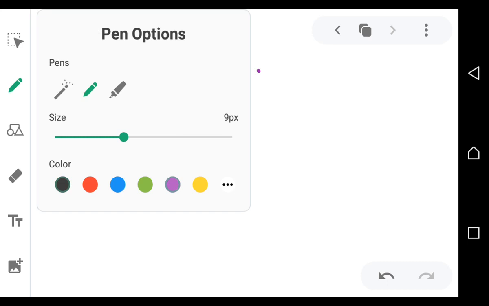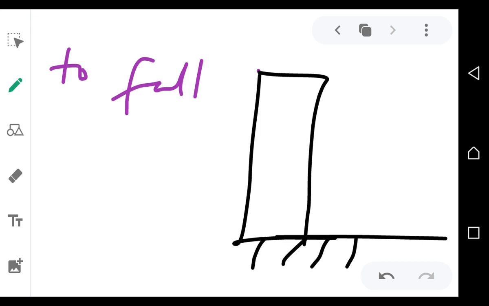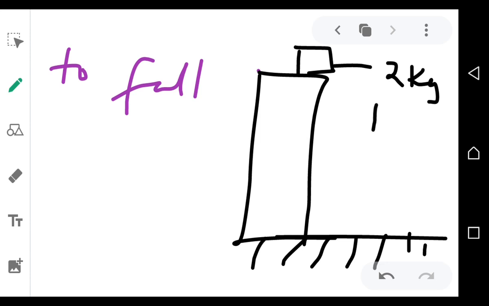Okay, so this is a building now. This is a building, that is the ground. This is a box. This box is 2 kgs, and it is falling down to the ground here. So it's on top of the building, that box, and then falls to the ground.